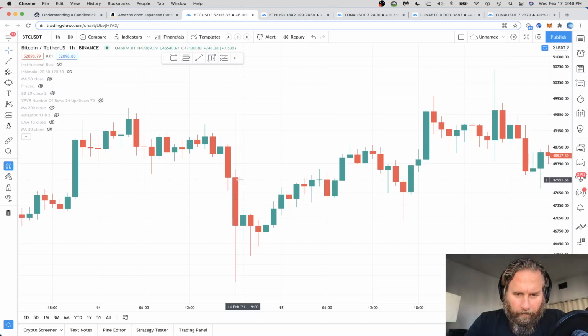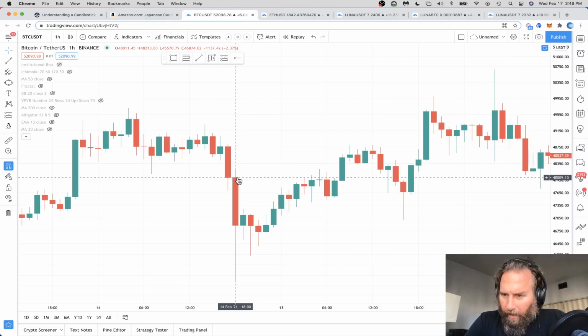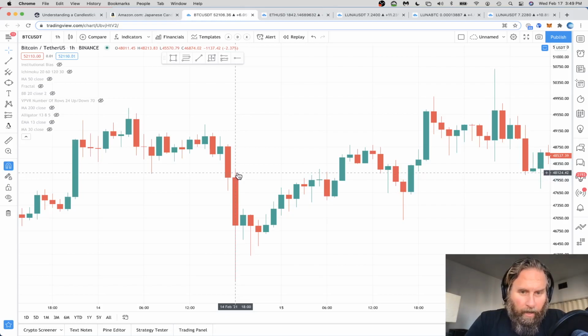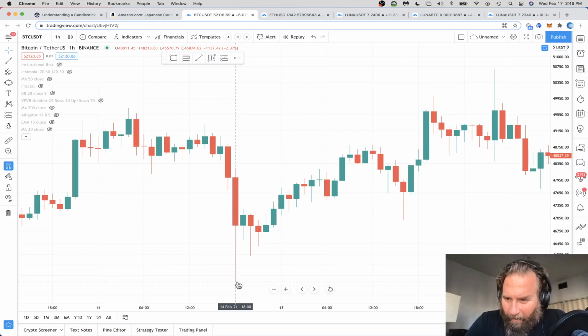So what happened here? On this hour, it opened here. We're looking at about 48,000 and a little bit of change, right there. If you look over to the right, you see the price. So the candle opened here, and maybe it went higher right away. Maybe at some point during that hour, it went up to here, and then it went all the way down during that hour, all the way down to 45,500.